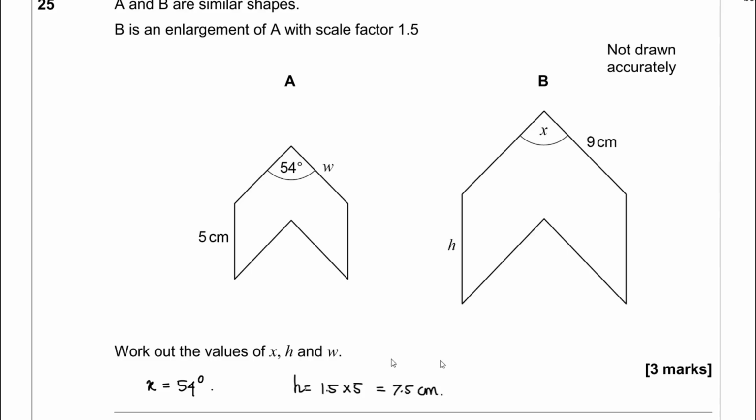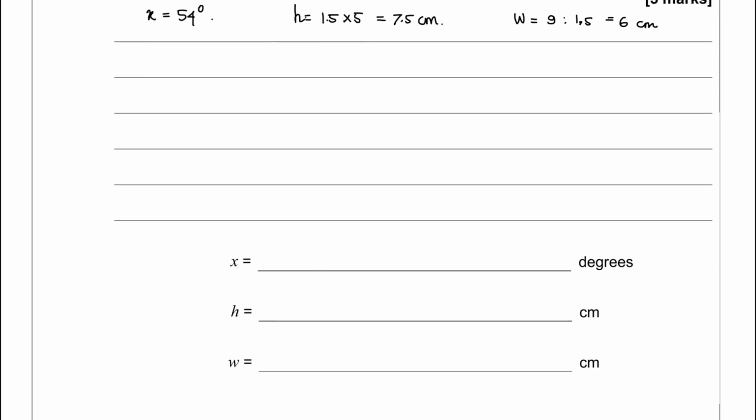And the last one is w. W is here, the small one, and this is 9 centimeters in the bigger one. So w must be 9 centimeters divided by 1.5. So we have w is equal to 9 divided by 1.5. It should be 6 centimeters. Let's write it down here. x is 54, h is 7.5 centimeters, and w is 6, also centimeters.